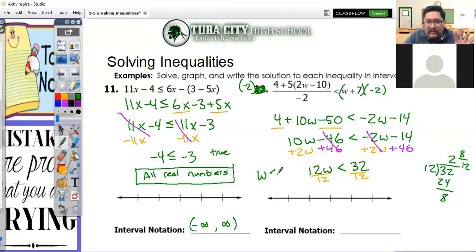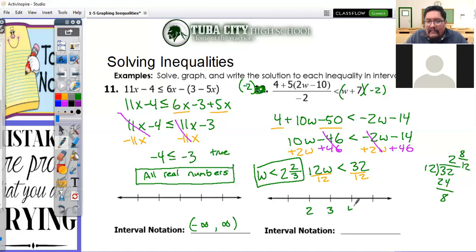W less than 2, and 8 divided by 4 is 2, and 12 divided by 4 is 3. So 2 and 2/3, and this is the way you would write it as a mixed number. And because we're graphing it, mixed number is actually a good thing, because I can put 2 here.